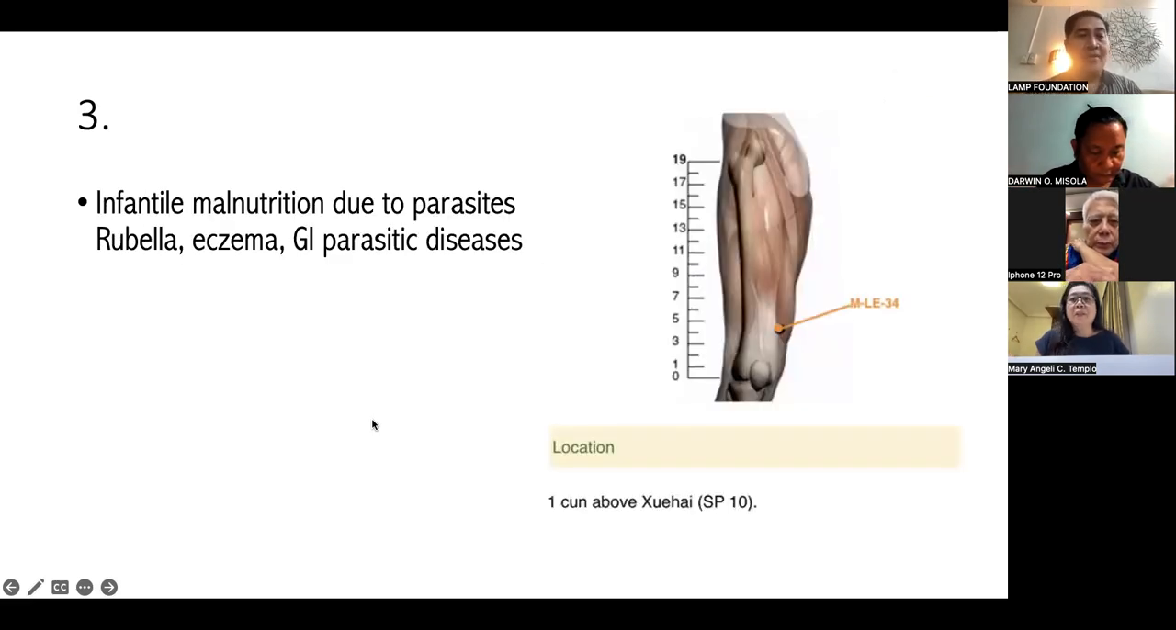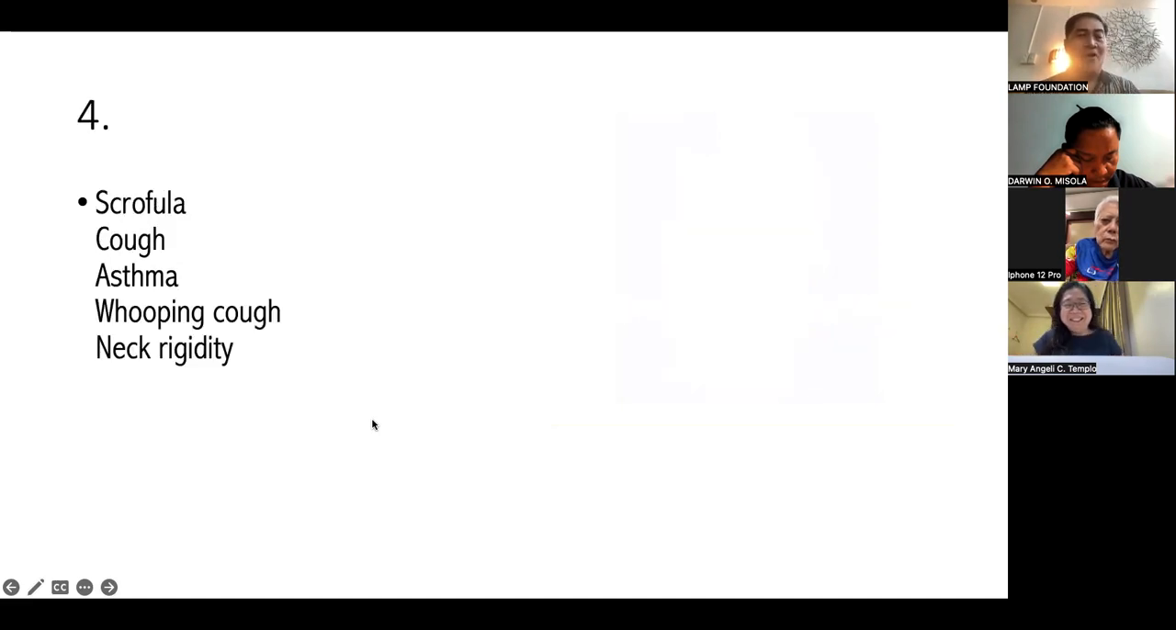An extra point is very good for infantile malnutrition due to parasites. It's also good for rubella or German measles, eczema, and GI parasitic diseases. This is located above spleen 10. Spleen 10. Yes. So what- It's Baichongwu. Galing. Baichongwu. Ay, Baichongwu. Parang Chinese si Doktora. So, ba't hindi ko ma-correct yung kanyang pag-pronounce? Kakahiya. Sorry, Doc, I'm not a Chinese.